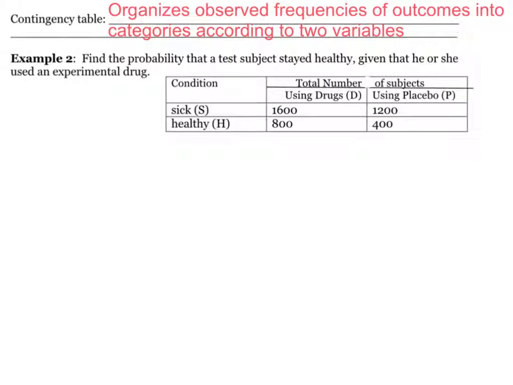A contingency table organizes observed frequencies of outcomes into categories according to 2 variables. So we're still going to be using the same formula that we used in the last slide, but now the information is organized into a table.